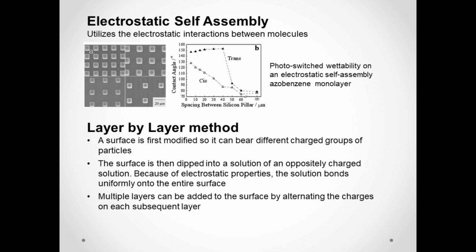Another one is the layer by layer method. A surface is first modified so it can bear different charge groups of particles. The surface is then dipped into a solution of an oppositely charged solution. Because of electrostatic properties, the solution bonds uniformly onto the entire surface. Multiple layers can be added to the surface by alternating the charges on each subsequent layer. So this is just like an example on a previous slide.